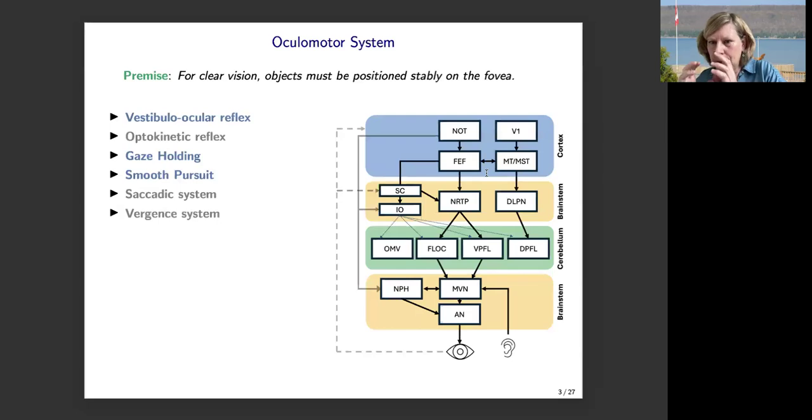But what seems to be happening is that there are two types of visual measurements. One is a retinal slip velocity measurement, which seems to be coming from the NOT and the MT. And these are used for the optokinetic reflex and also for the nodulus uvula complex, which is not presented here. And so that's one distinct measurement. And it is interesting to note that there is a projection of this retinal slip velocity down to the NPH in the brainstem.